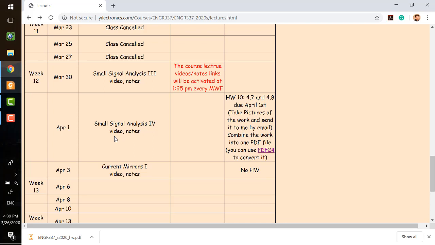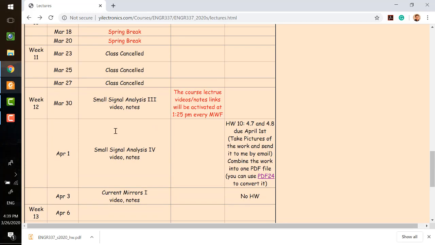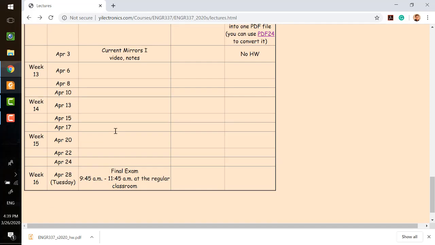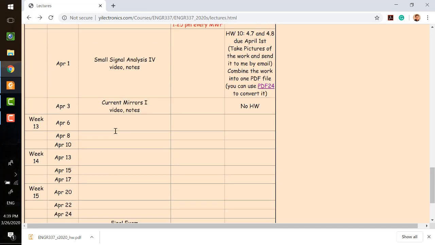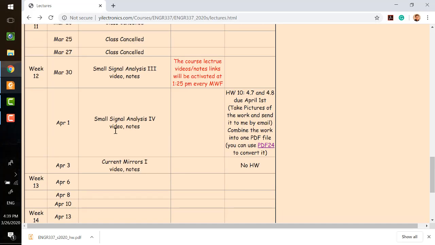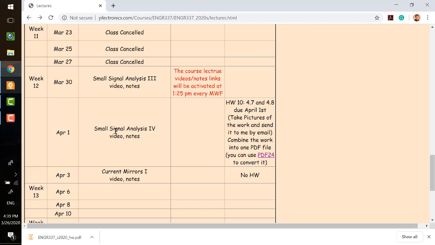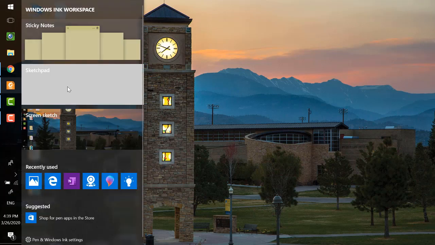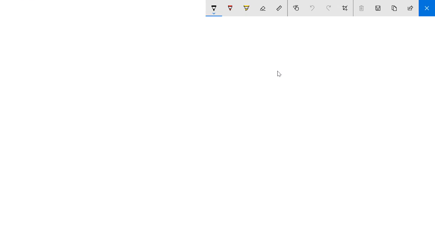Hopefully you can still learn this material before the end of the semester, even though we have so many uncertainties going on. But I think this will work because the videos will be available on YouTube. You can check them out whenever you are available. So now let's get back to the topic. I'm going to use this software to do all the writing. Let's do a quick review first.